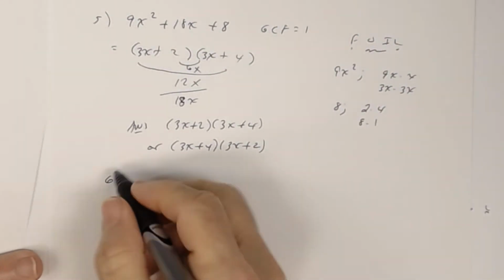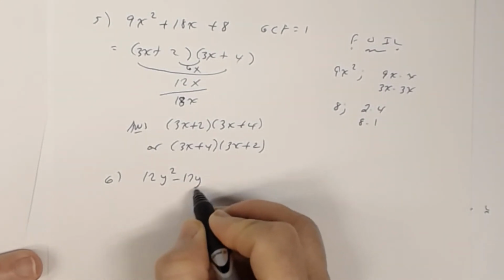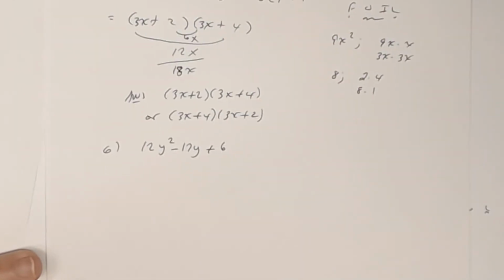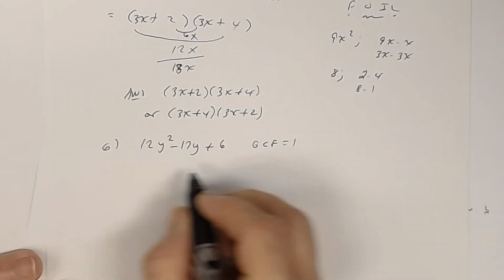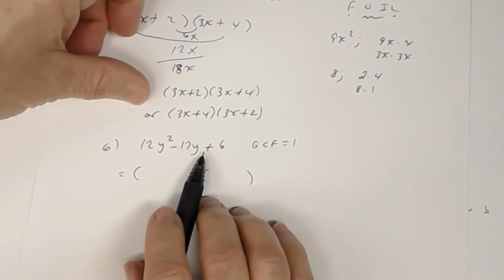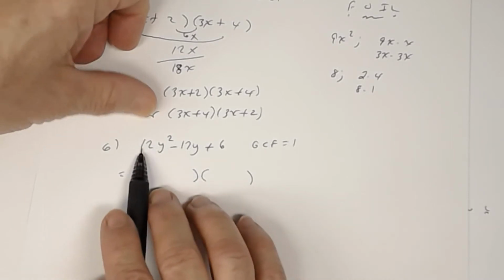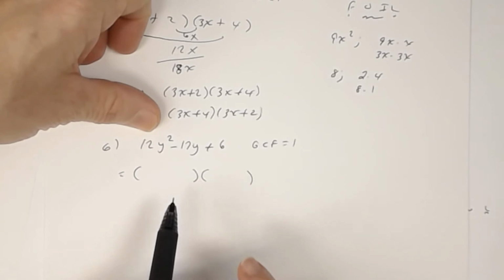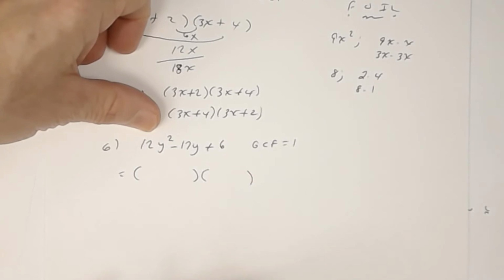Okay, number 6, you have 12y squared minus 17y plus 6. All right, now again, notice the GCF is 1. The GCF is 1, and so we can go directly to those two binomials. Now again, this is going to be the easy kind because the last sign's positive, so that's always the easy kind. Now for 12, there's a little bit more possibilities than 2 pairs, but it's still doable. And for 6, that's a nice number as well.